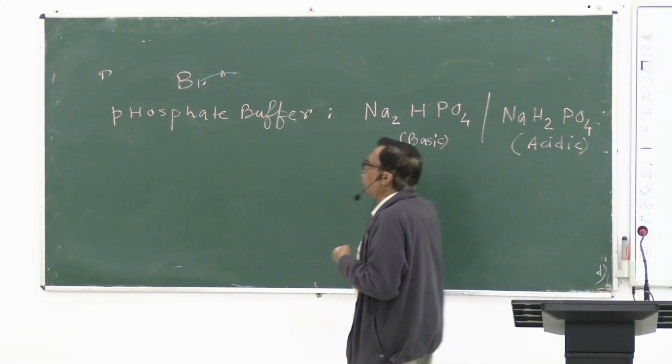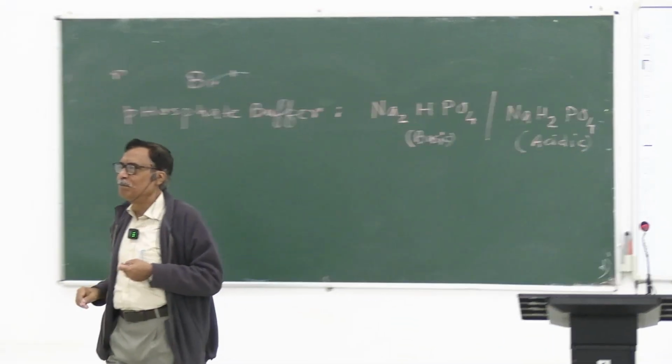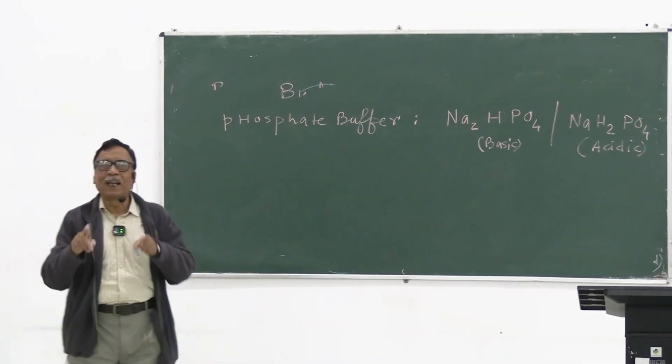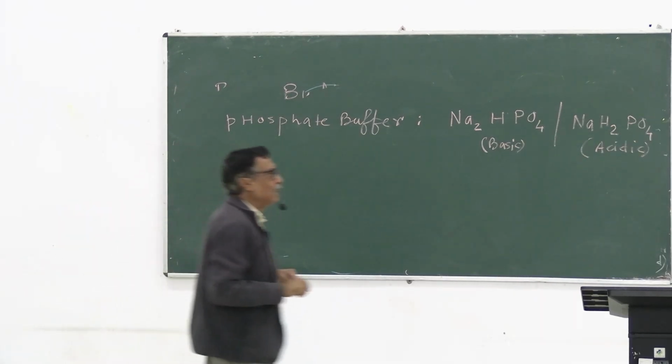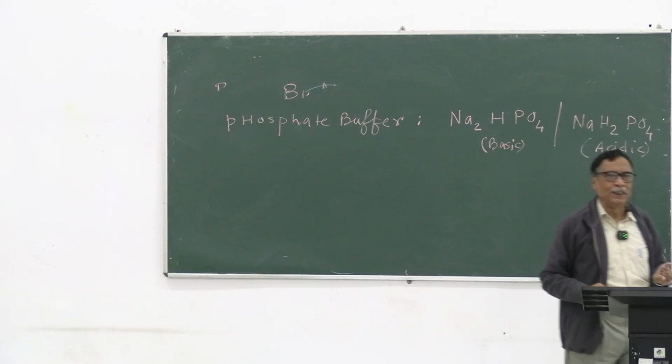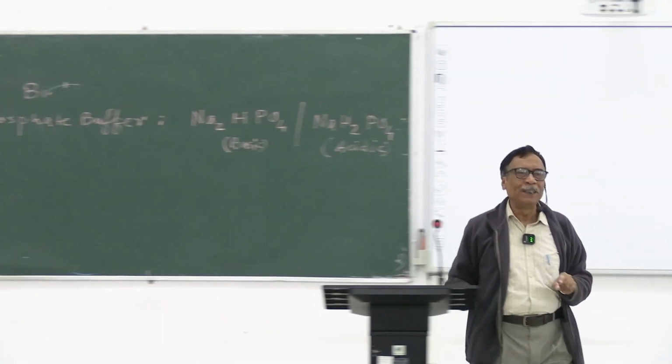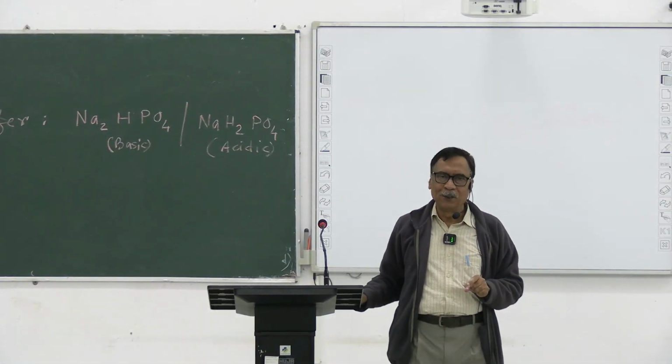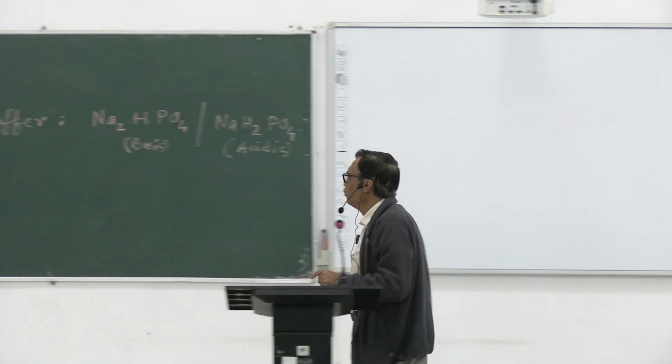This is the basic component of the phosphate buffer. The basic component reacts with hydrogen ion and is converted to this acidic component and excreted through the urine. The basic component reacts with hydrogen ion to form this.